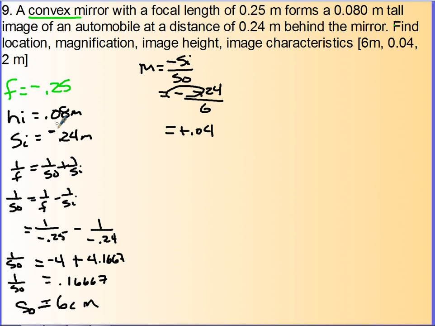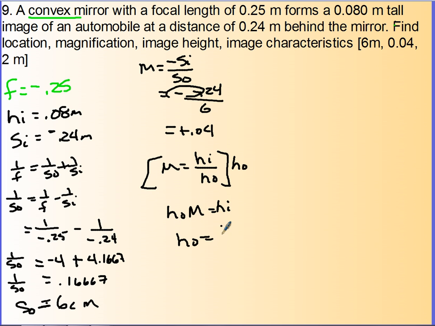Now, I have the image height. I need the object height. So I know the magnification is the image height divided by the object height. I'll step through this one. HO times M equals, those cancel, HI. So for my object height, I'm going to divide both sides through by M. So this is my image height, which is 0.08, divided by my magnification, which is 0.04. And I get, this is 2 meters.